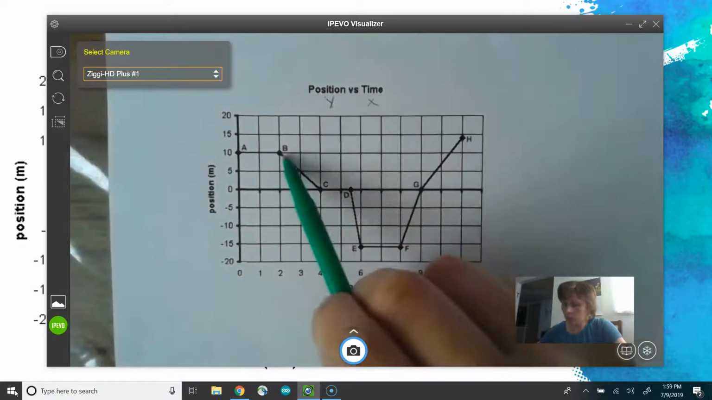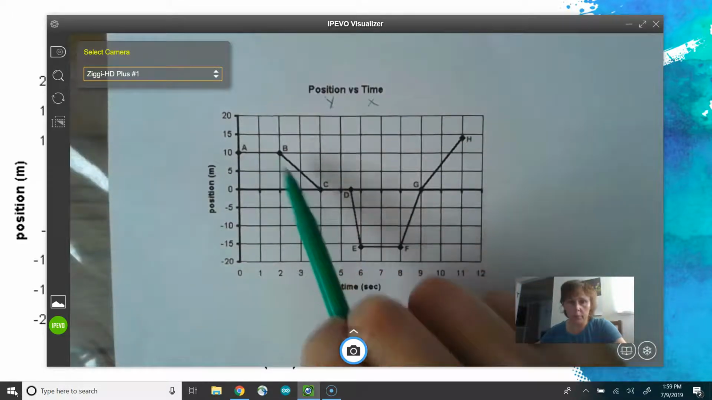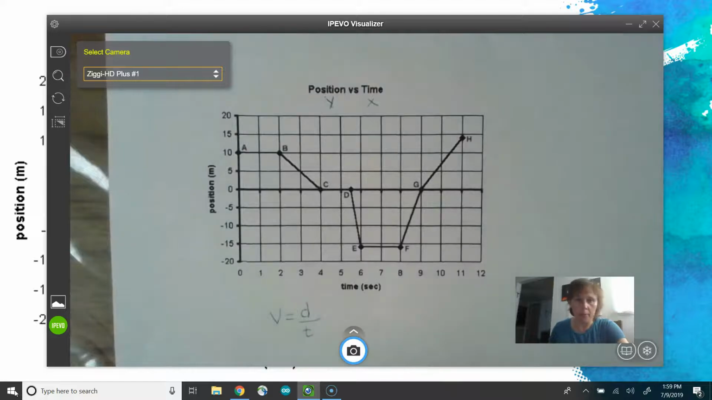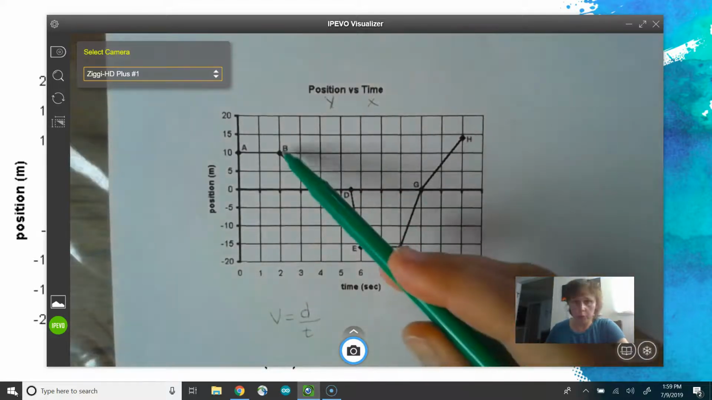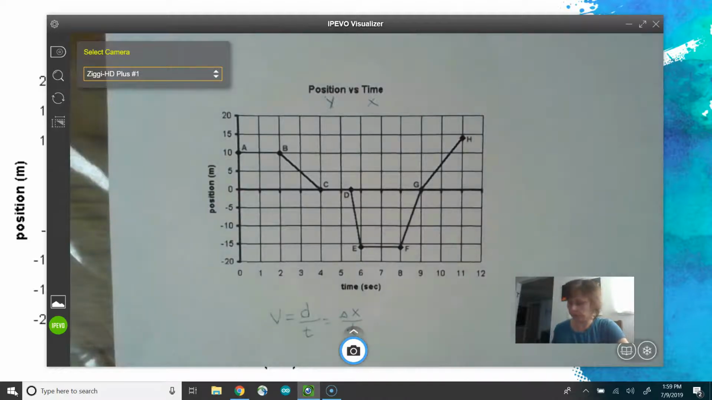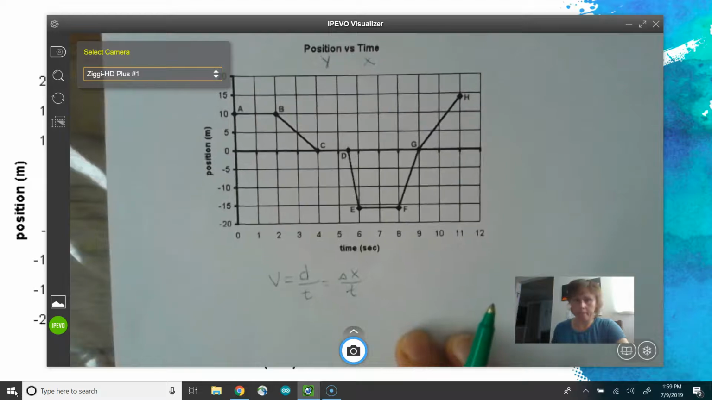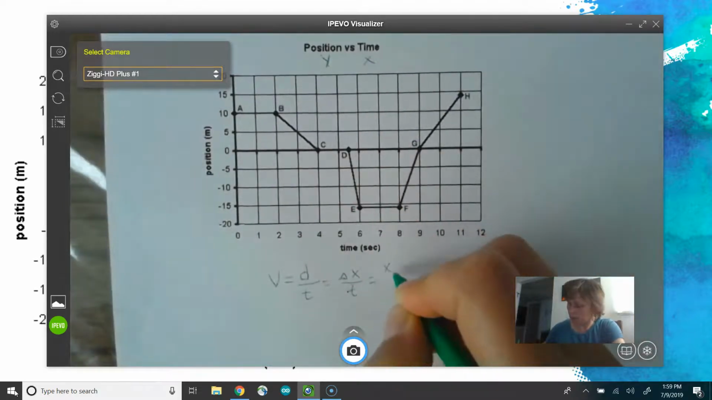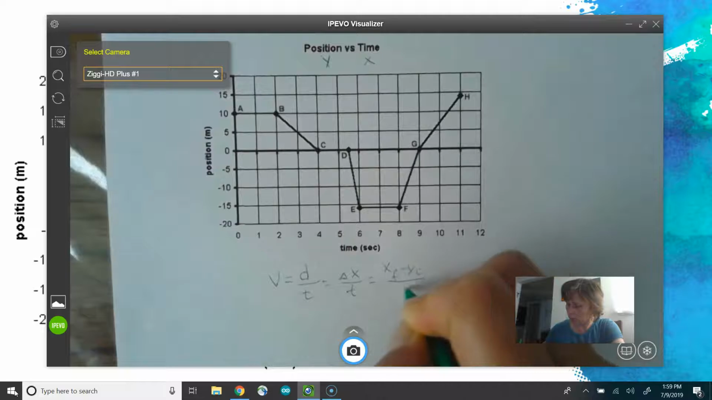So let's look at the motion between B and C. Remember that the average velocity, by definition, is displacement over time. So let's look at the displacement between B and C. Remember, displacement is the change of position, delta x, over t. So we can see that delta x is x final minus x initial, over t.